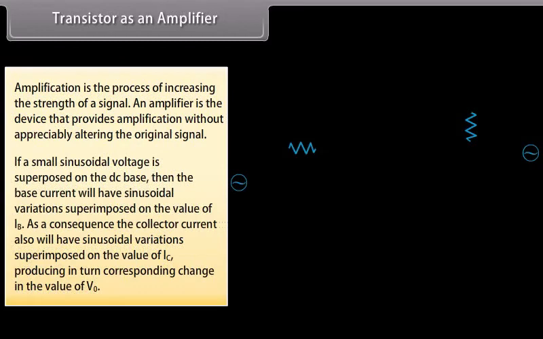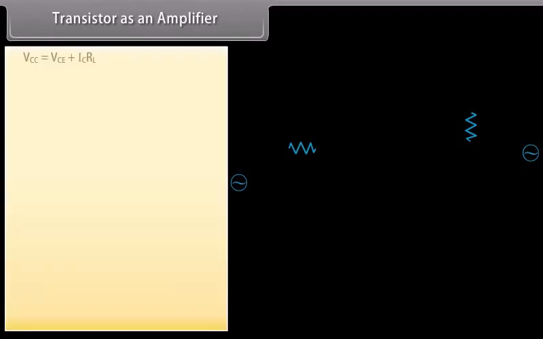If a small sinusoidal voltage is superposed on the DC base, then the base current will have sinusoidal variations superimposed on the value of IB. As a consequence, the collector current also will have sinusoidal variations superimposed on the value of IC, producing in turn a corresponding change in the value of V0. VCC is equal to VCE plus ICRL.